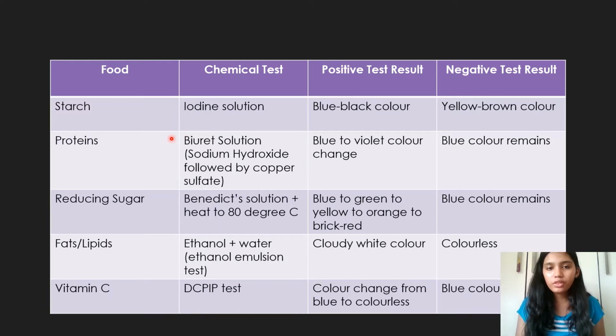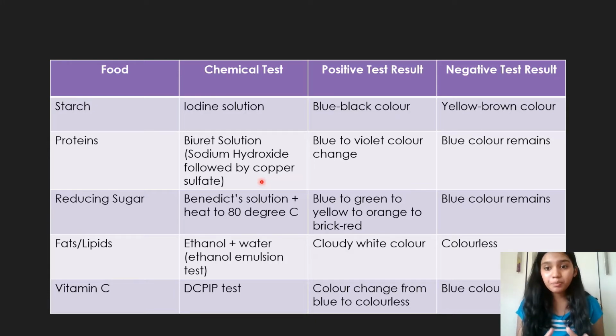You should know the name biuret solution, and you should also know what it actually is, which is basically sodium hydroxide followed by copper sulfate. You don't need to know the concentration or volume of each. You just need to know the two solutions that are added to the food test.